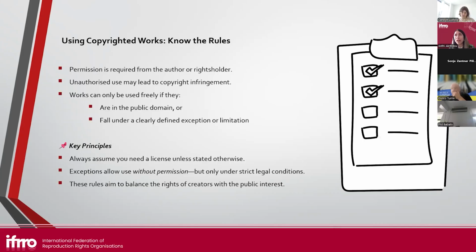Now, let's talk about how works can be used. In general, if you want to use a copyrighted work, you must get permission from the author or the rights holder. Using a work without this permission might be considered copyright infringement, and that can lead to legal consequences. So when can a work be used freely? My colleagues later will elaborate on this, but in short, there are two main situations. First, if the work is already in the public domain, it means that its protection has expired or it was never actually protected. We're talking about very old works.